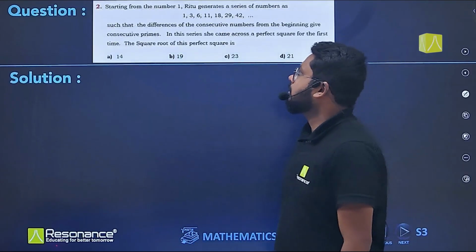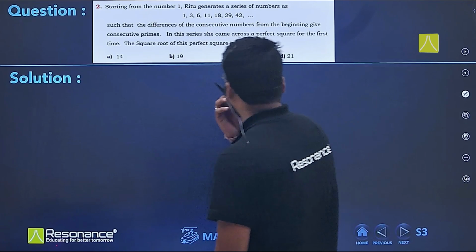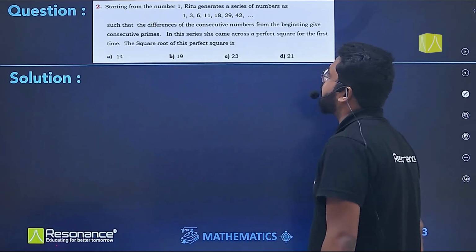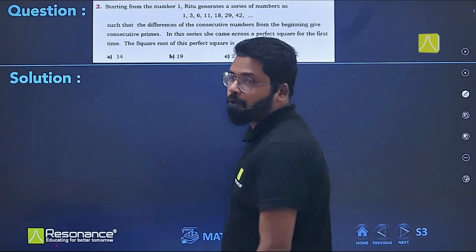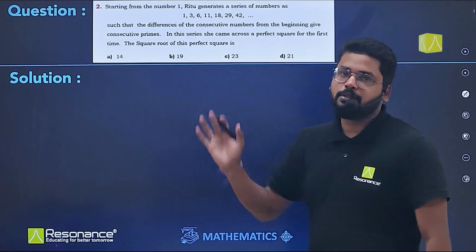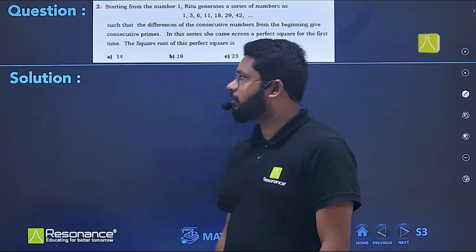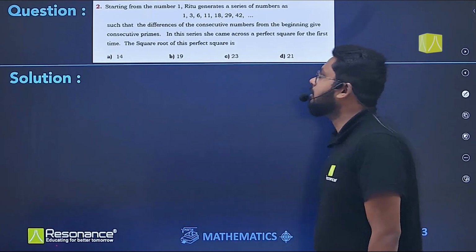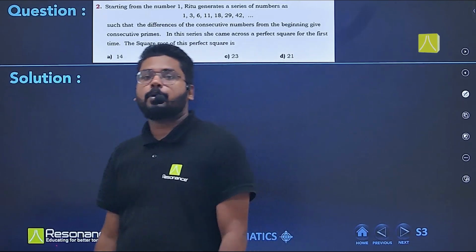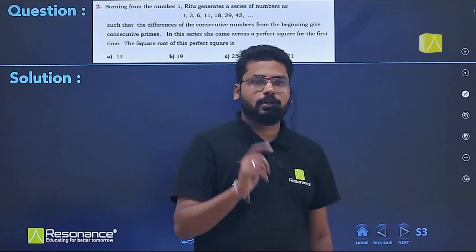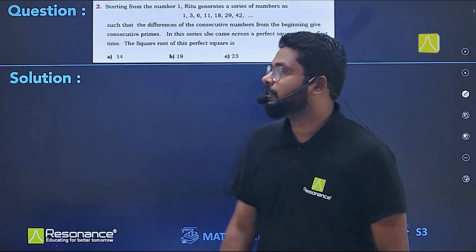Now, second question is, starting from the number 1, Ritu generates a series of numbers as 1, 3, 6 up to 42. And the main point here is, the difference in between these numbers is a prime number, consecutive prime numbers. When she is proceeding with the series, she finds a perfect square number for the very first time. Then we have to find the square root of that number.